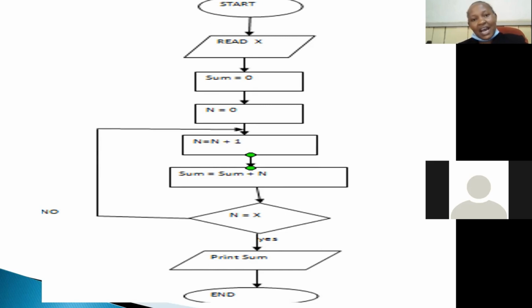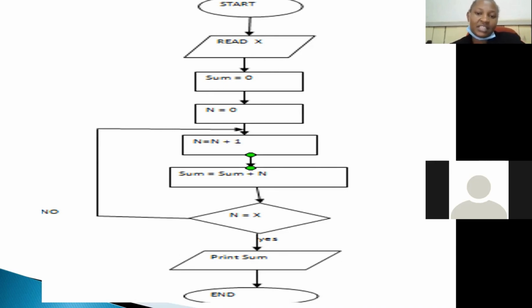So in this case, you write start, read x, sum is equals to 0, n is equals to 0, then the word repeat should come in there. Which statements are we repeating in this case? We are repeating n is equals to n plus 1. We are also repeating the execution of sum is equals sum plus n. Then you write the condition now, which should read as until n is equals x. From there you write print sum and then stop.